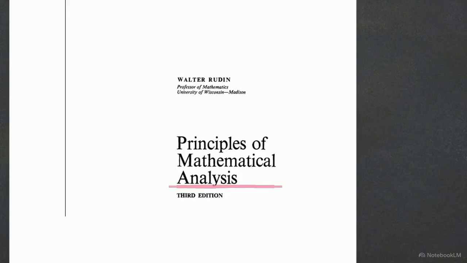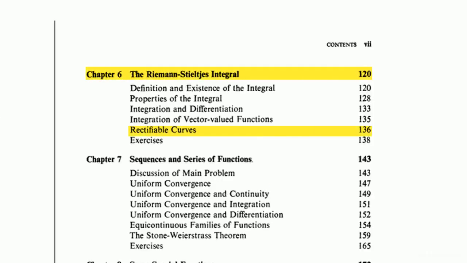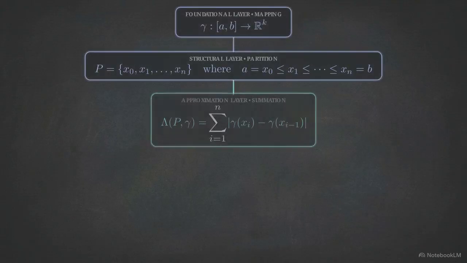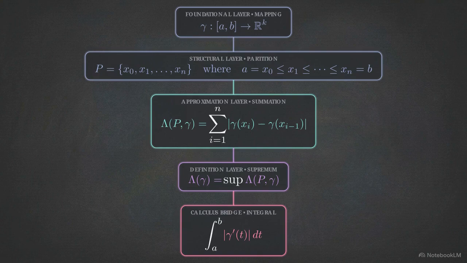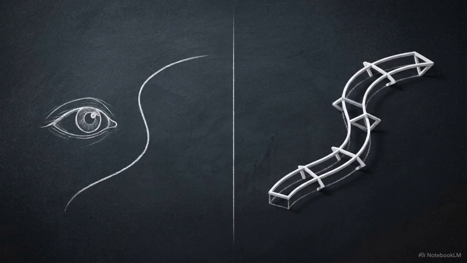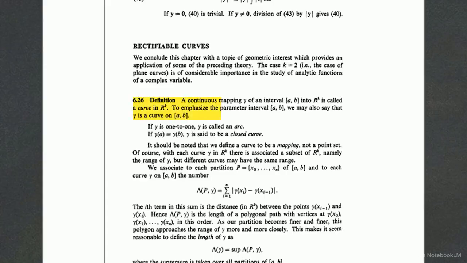We find the rigorous mathematical solution in Walter Rudin's Principles of Mathematical Analysis. The formal derivation is contained in Chapter 6, under the section for Rectifiable Curves. We are going to unpack Rudin's specific framework for defining and computing curve length from first principles. To prove the properties of these paths, we must look past our geometric intuition and rebuild the concept of a curve from logic alone. Rudin establishes this framework in definition 6.26.